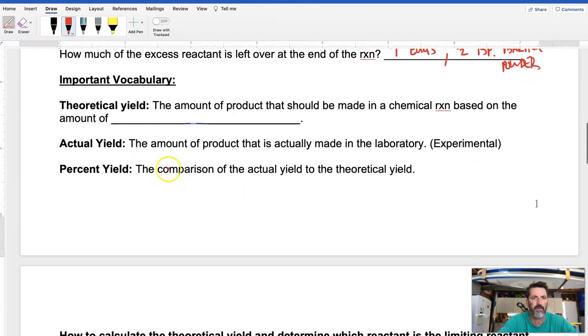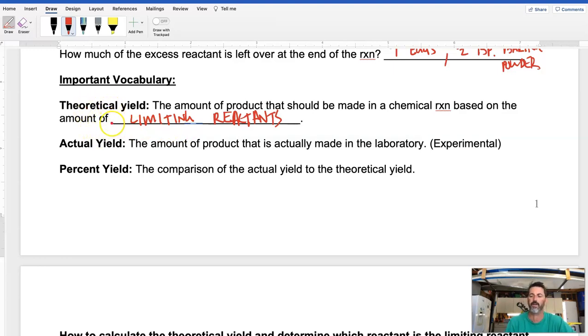All right, so some vocabulary here. Theoretical yield. So we've talked about this before. It's the amount of product that you should be able to make based on how much of that limiting reactant we started with. If you remember in the lab, we started with like 0.70 grams of silver nitrate, and I said don't use more than that. That's because I knew that was going to be the limiting reactant, and so that's going to tell us how much silver we make. So the theoretical yield is the calculated amount.